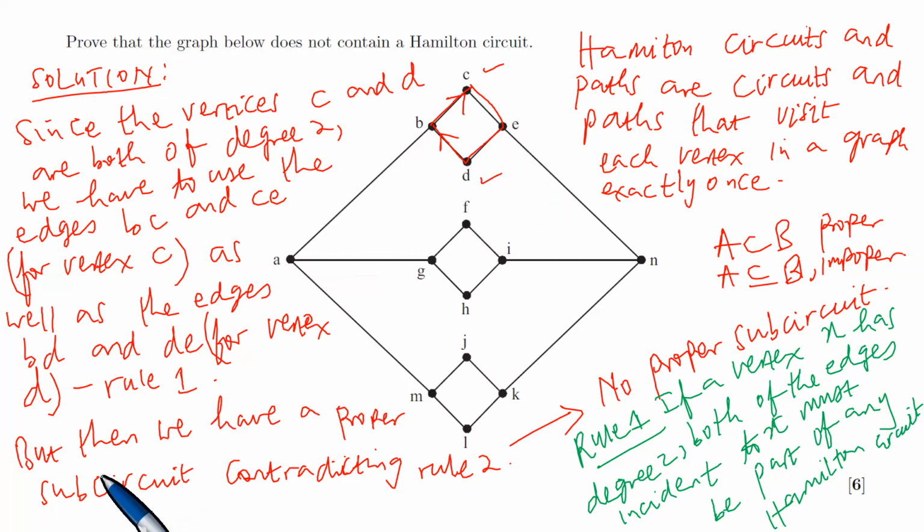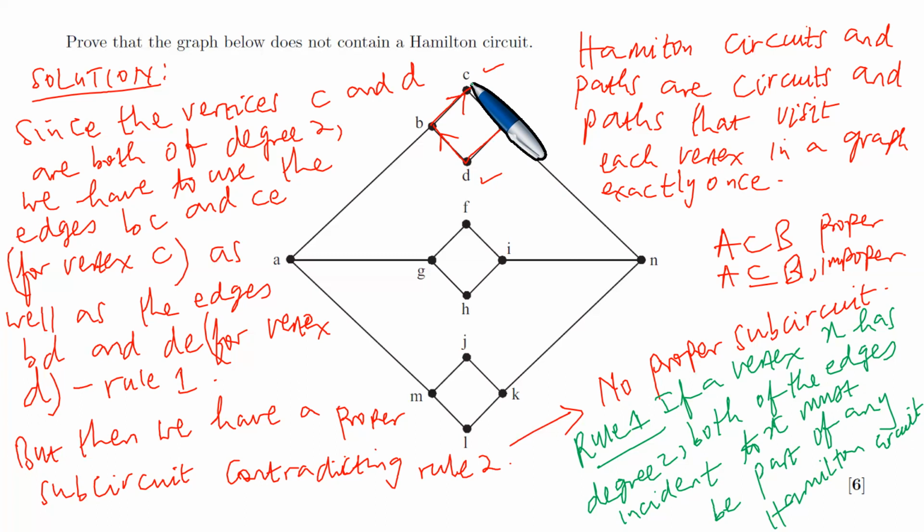That is rule one. But then we have a proper subcircuit contradicting rule two. If we use these edges here, then this becomes a proper subcircuit. What is a proper subcircuit? It is a circuit not containing all the vertices.